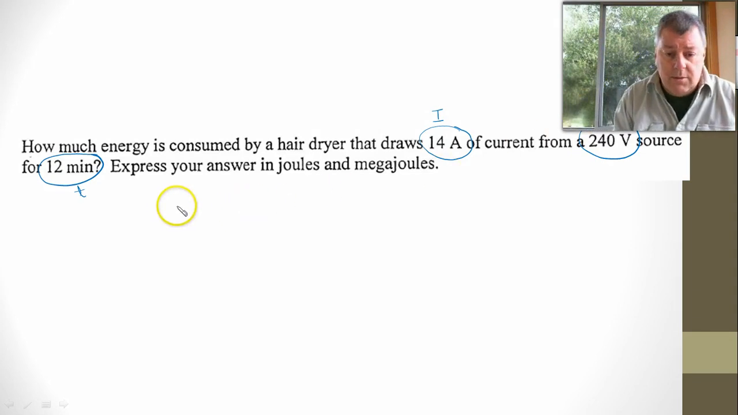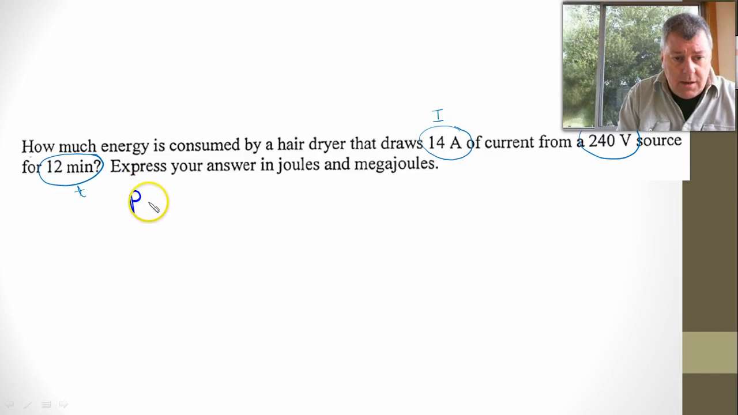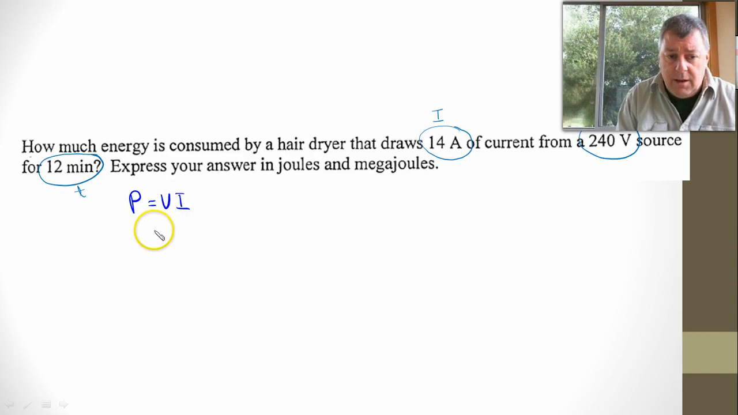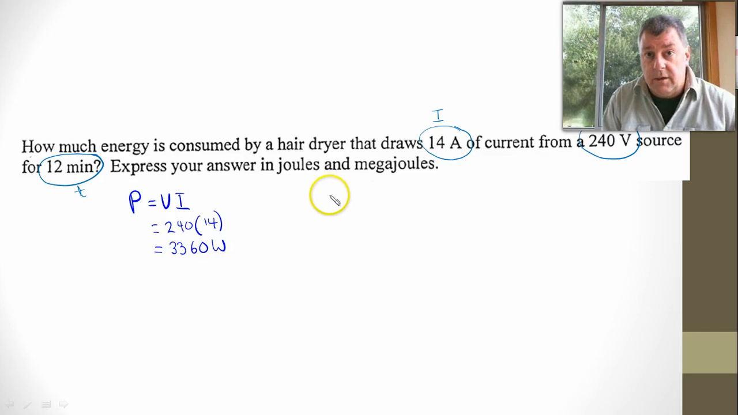So there's a number of ways you can do this. You can go P equals VI, because that's what we're given, and so we can work out the power rating, which is 240 times 14. That will give us 3,360. What are the units for power? Watts.